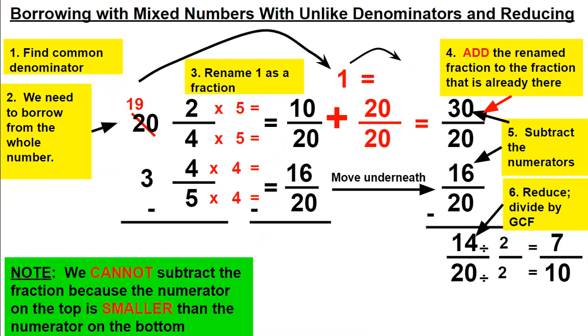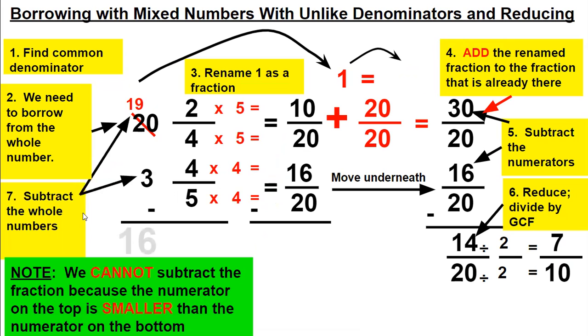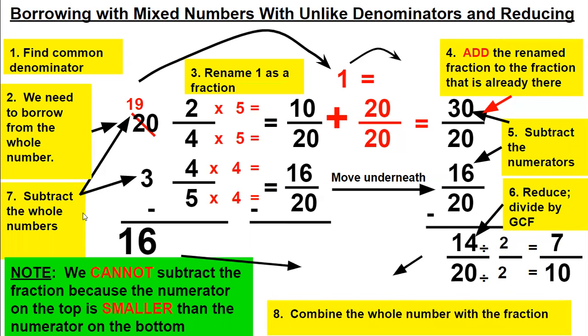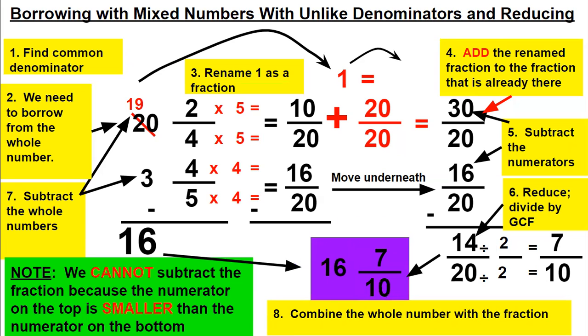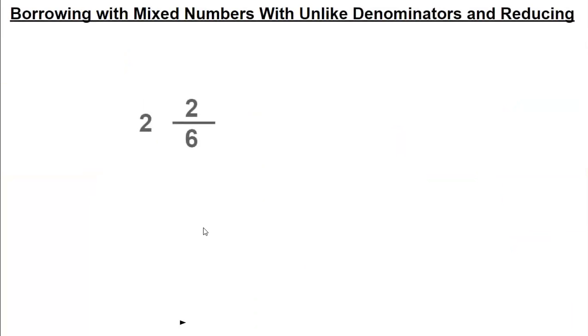And now after all of that, don't forget, we still have to subtract 19 from 3. 19, 18, 17, 16, right? So 16, and now we combine. 16 and 7/10. There we go. Remember to combine the reduced fraction, not the unreduced fraction. Okay, I think there might be another one. Yep, let's try another one.